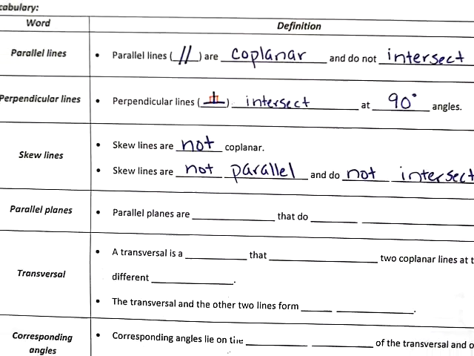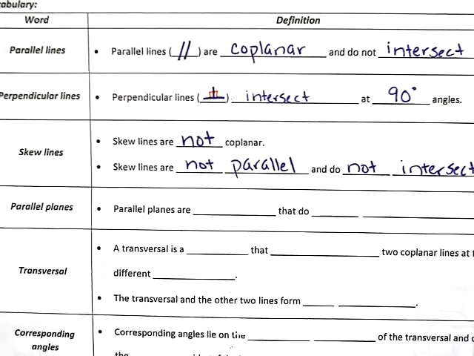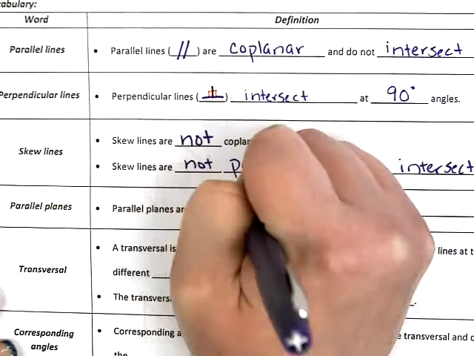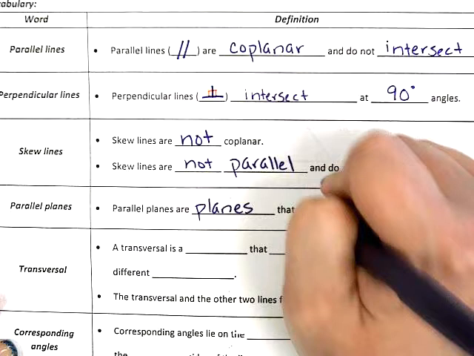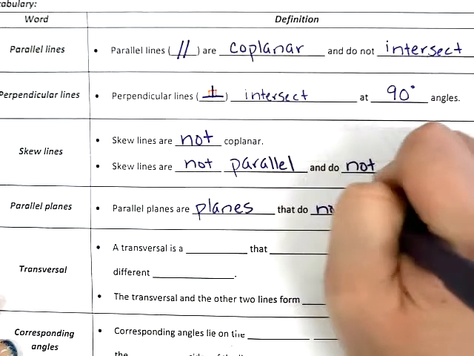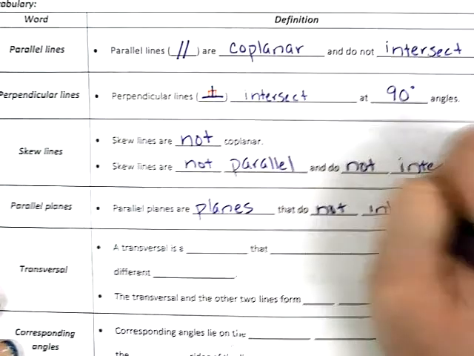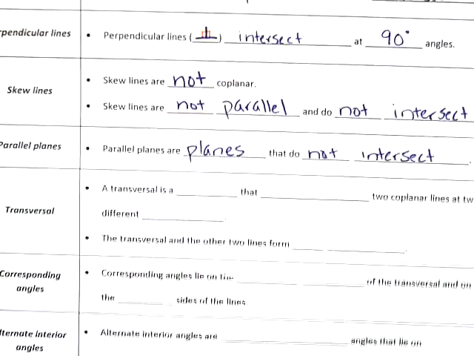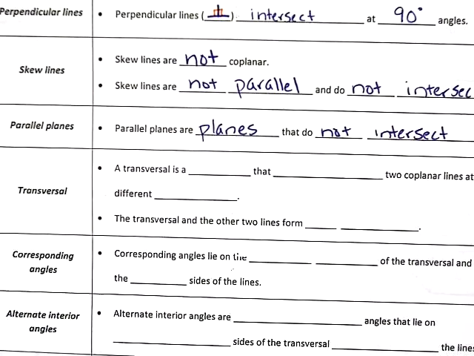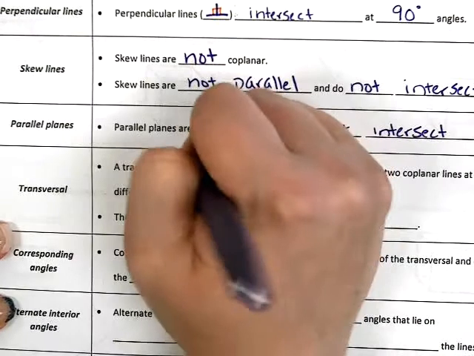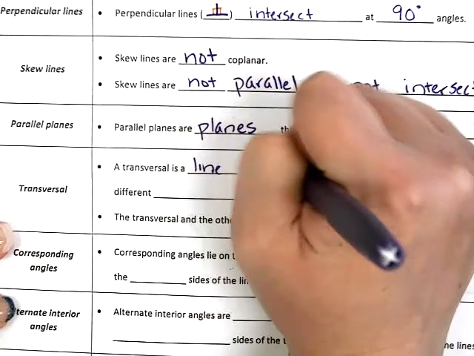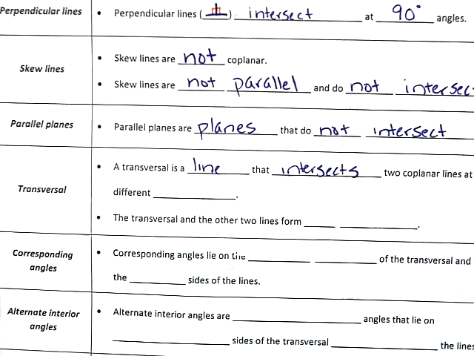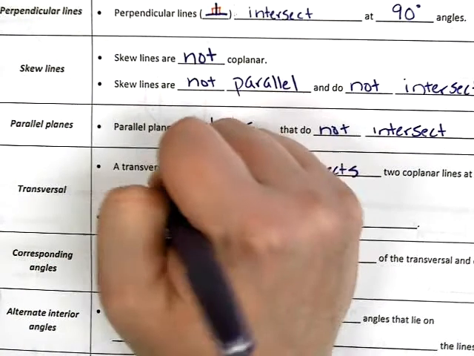All right, so then we've got parallel planes. Parallel planes are planes that do not intersect. So just like parallel lines don't intersect, parallel planes do not intersect either. That's the whole point of parallel. All right, then we've got transversal. A transversal is a line that intersects two coplanar lines at two different points.